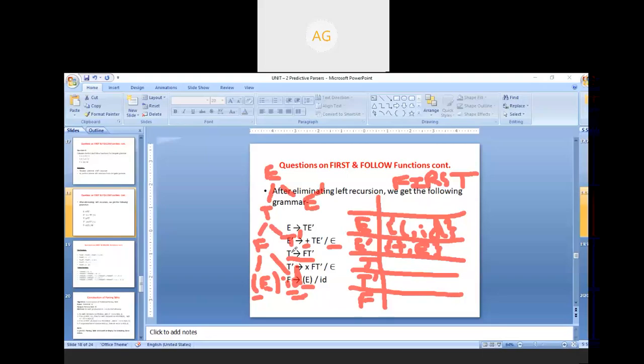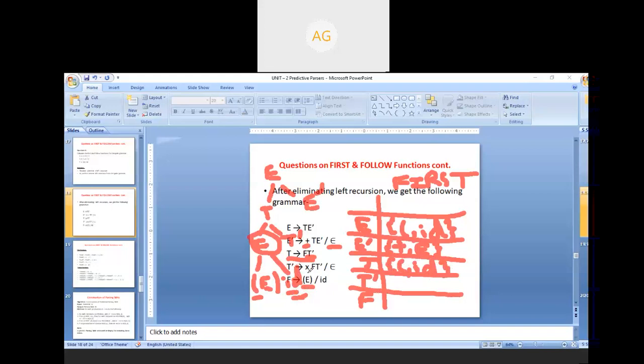So the non-terminal E dash has plus and epsilon as its two first symbols. In the same way, if you are going to write the first of T, you can go through this method: you need to find the first of F, then first of F will contain the two productions. First is bracket of E and then id. So here also the first of T has two elements. One is the opening bracket and the second is the id.